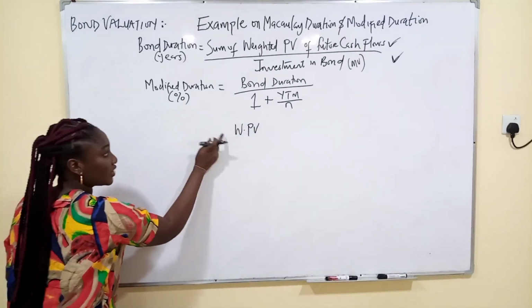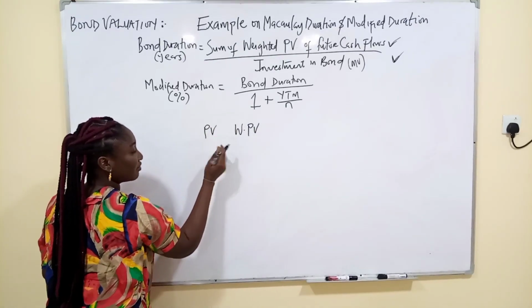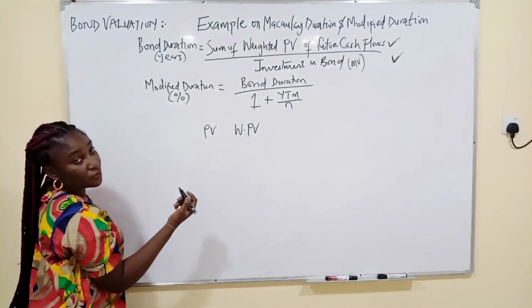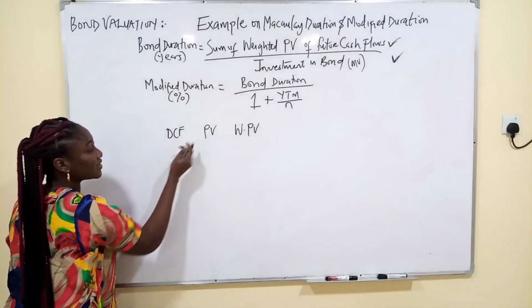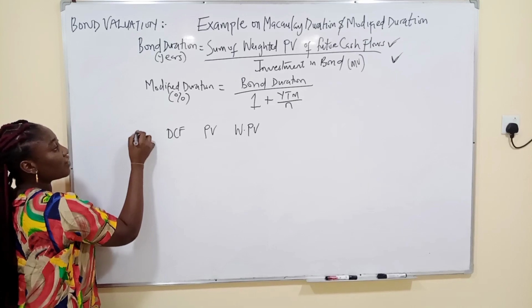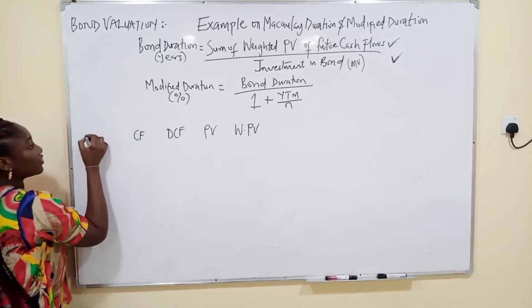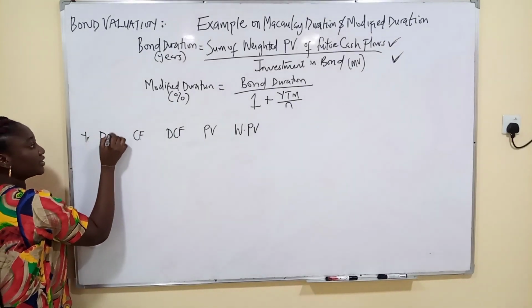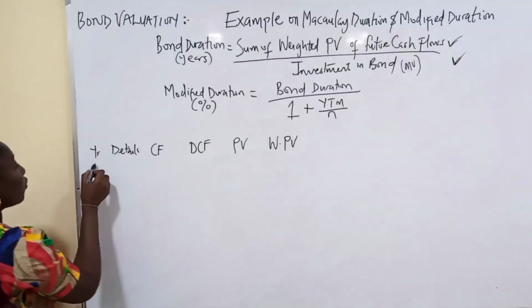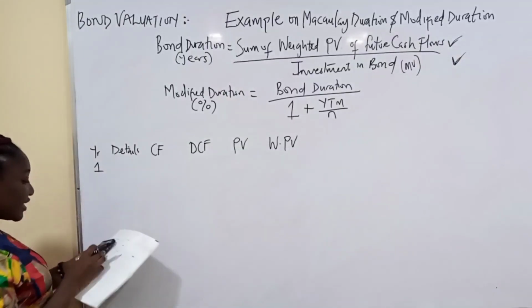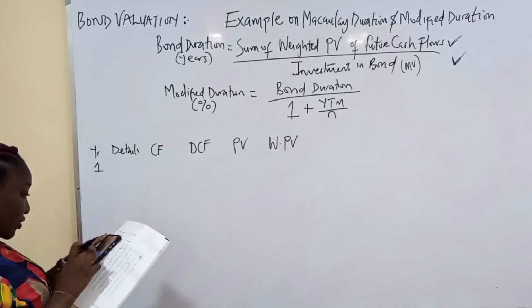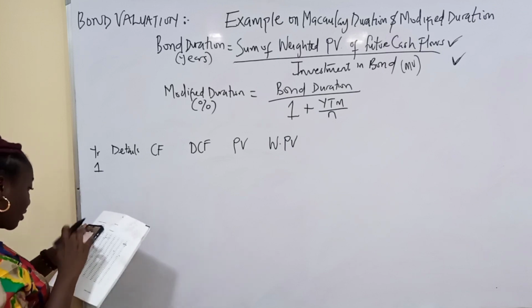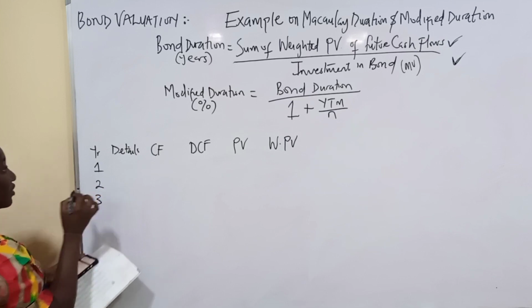Now to get this weighted PV, you know you need your PV, right? And you know what present value means. It means you're discounting cash flows by a particular discount factor. Then you have your cash flows, you have your years, and the details of what you are talking about. Year 1, because it said this bond is how many years? 3 years to redemption. So you have year 1, year 2, and year 3. Okay?